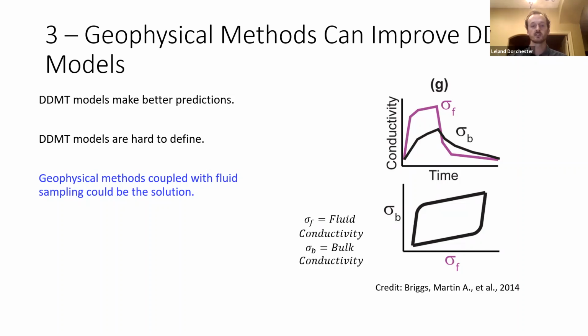And then down here below that, a really useful technique is to plot time series data of the fluid conductivity versus the bulk conductivity. So in a system which shows dual domain mass transfer properties, you'll begin to see hysteresis, which is what I was defining for you earlier. It's kind of that weird term. And this is what it looks like graphically.